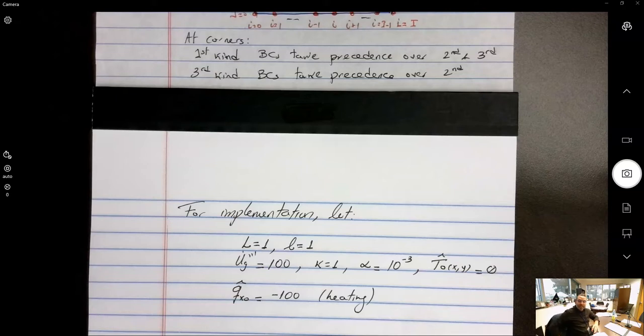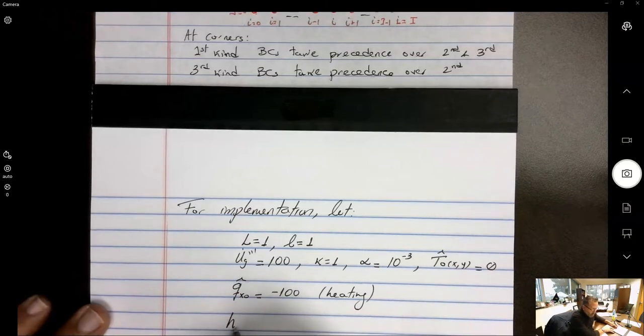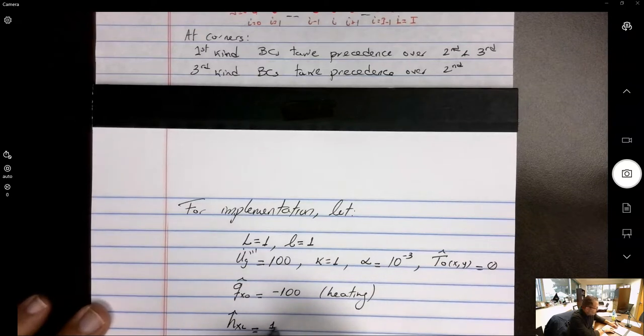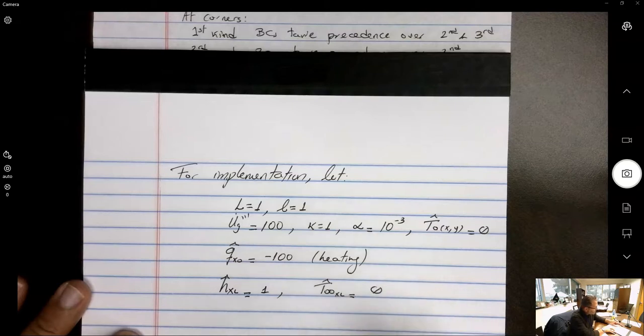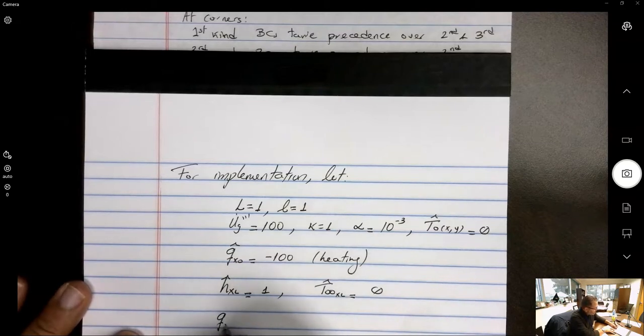It's minus k dT over dn. So that means that the slope of the temperature gradient will be negative. That means that it's heating from the left. So a negative heat flux means heating. That's counter-logic, but that's what it algebraically means. Let's make the film coefficient equal 1 and the convective temperature be 0. Let's make the heat flux on the bottom of the domain be equal to 100.